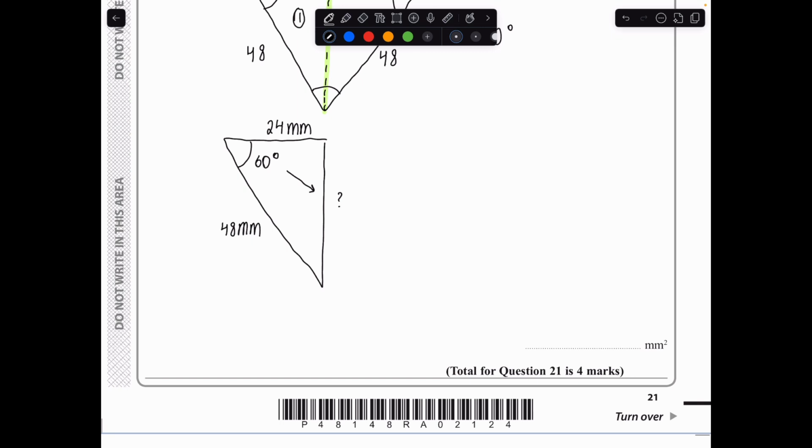So this is our opposite to our angle, and we have our hypotenuse. So let's use sine. So sine of 60 is equal to our opposite, which we don't know, over our hypotenuse, which is 48. Now here, what's the opposite of dividing by 48? It's timesing by 48. So let's times both sides by 48. So as a result, our unknown side is now equal to 48 lots of sine 60.